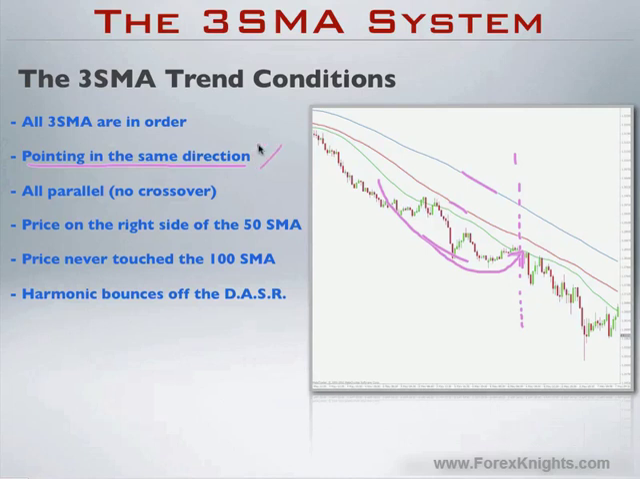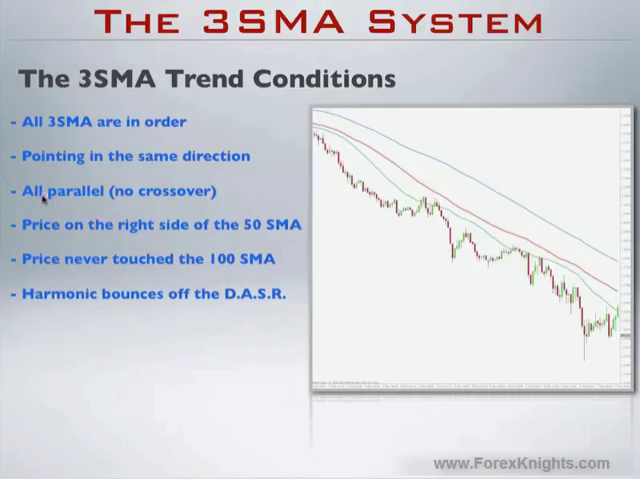Therefore, this second condition would be violated, and we cannot establish this particular scenario as a solidly, healthily trending scenario anymore. As long as one of these individual conditions is broken, I am afraid that the trend is no longer in place. So again, they all have to be in order, and they all have to be pointing in the same direction, either down in a downtrend or up in an uptrend.